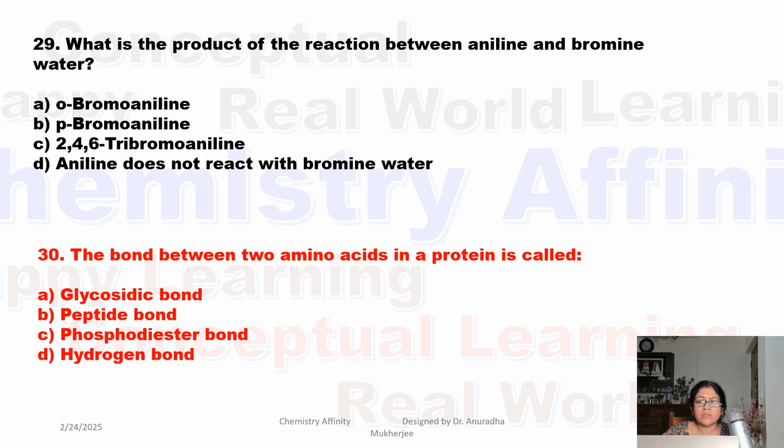What is the product of the reaction between aniline and bromine? It will be 2,4,6 tribromoaniline. So option C. The bond between two amino acids in a protein is called peptide bond.